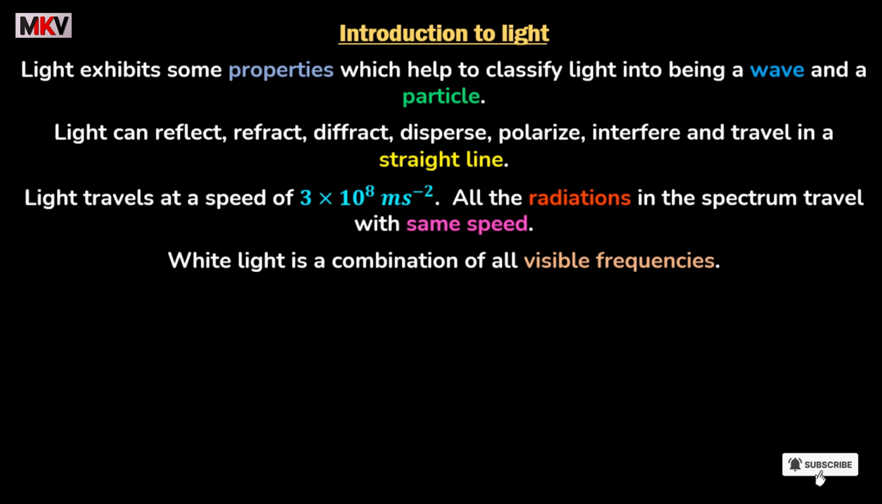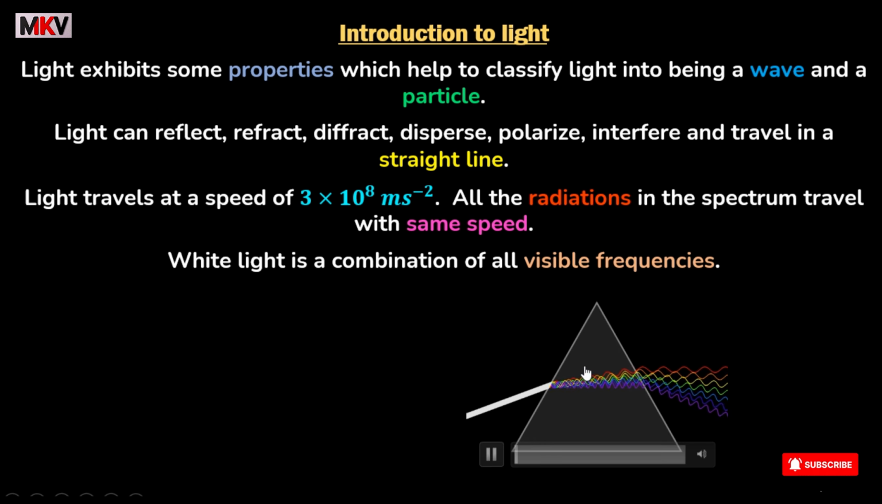Now, white light is a combination of all visible frequencies. So all the visible frequencies, as we know, are red, orange, yellow, green, blue, indigo, and violet. These are the visible frequencies. These frequencies combine to give us white light.